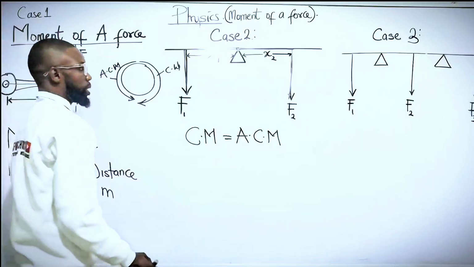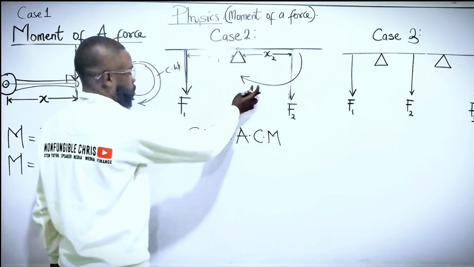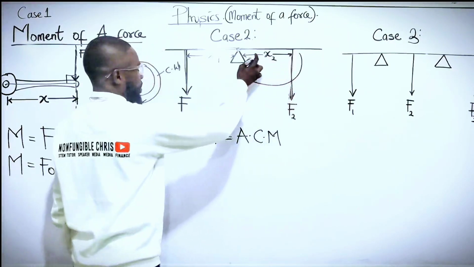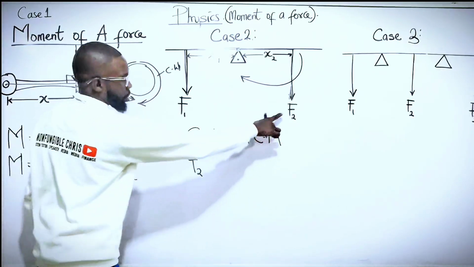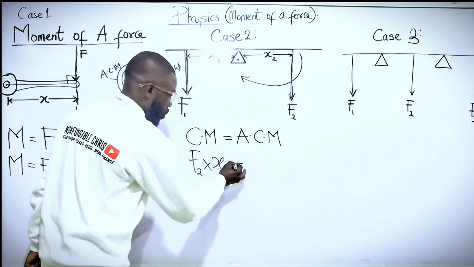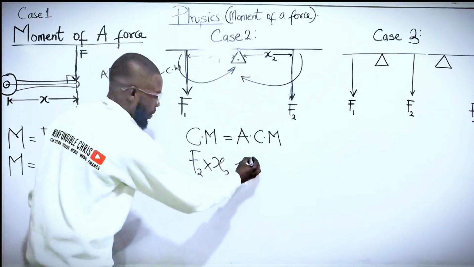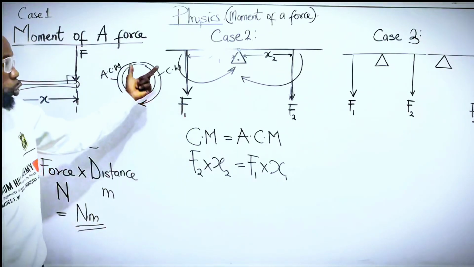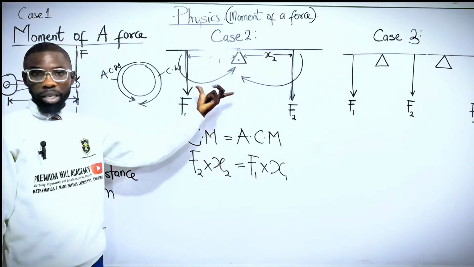So for the clockwise moment, it's coming from here. This force turning effect here is this force times the perpendicular distance to this point, so it becomes F2 times x2. That's the scenario for this, equal to the anti-clockwise moment, which is going to be this force times this distance, so that becomes F1 times x1. Depending on what you are asked to find in the given questions, this is the formula to use for questions in this order.